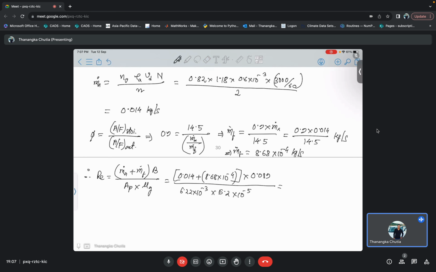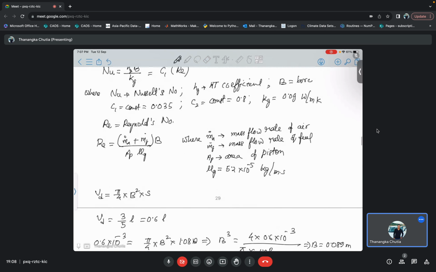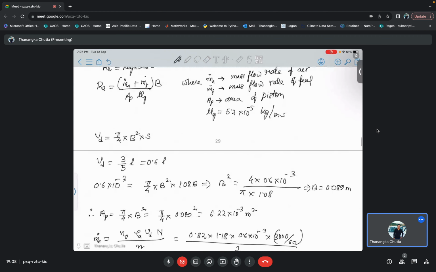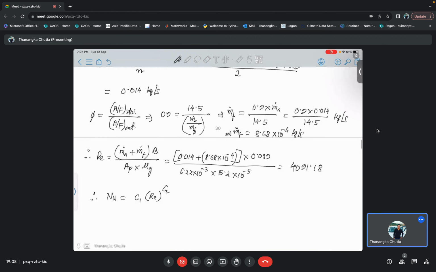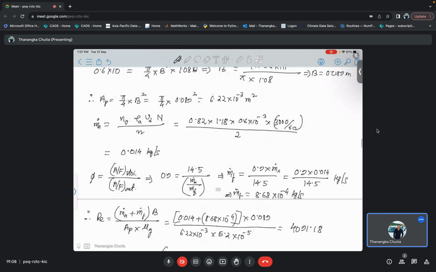So this is 4091.18. Okay, so you got a Reynolds number, therefore Nusselt number will be equal to C1 into Re to the power C2. Okay, so what is C1? 0.035. Re is 4091.18, and C2 is 0.8.